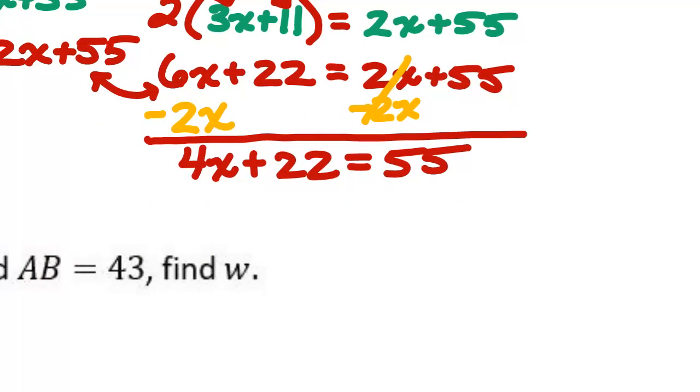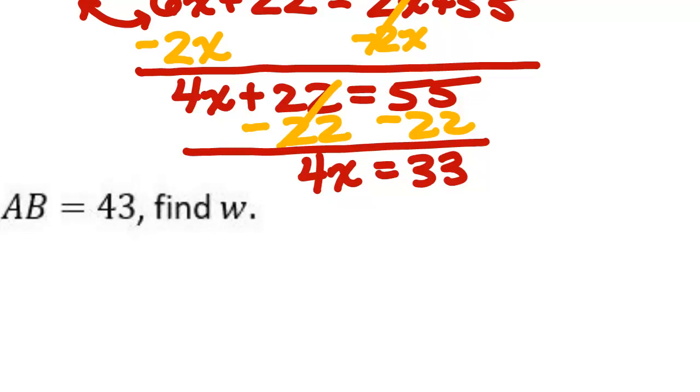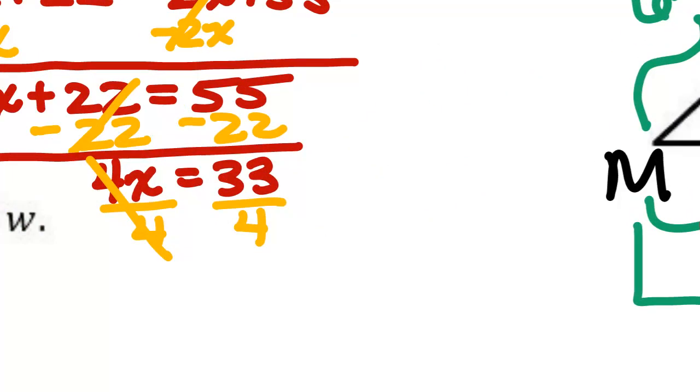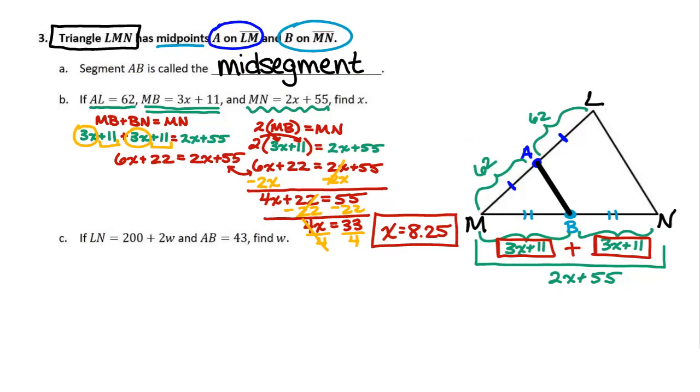And then? Yep, we're going to subtract 22 from both sides, so it'll cancel out on the left. On the right, we have 55 minus 22, which comes out to be 33. And then for my final step, to finish getting x alone, we're going to divide both sides by 4. What is 33 divided by 4? 8.25. Very nice work on that one. I like that we had multiple approaches to be able to solve that problem.